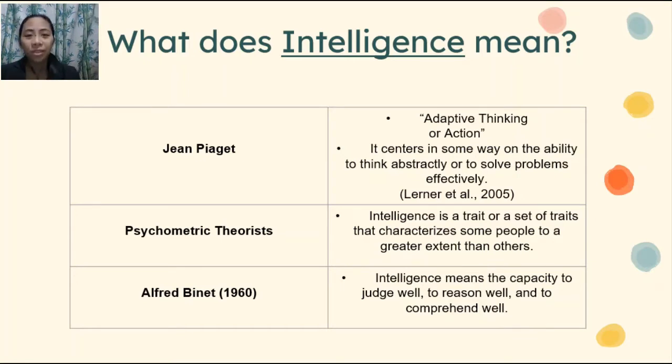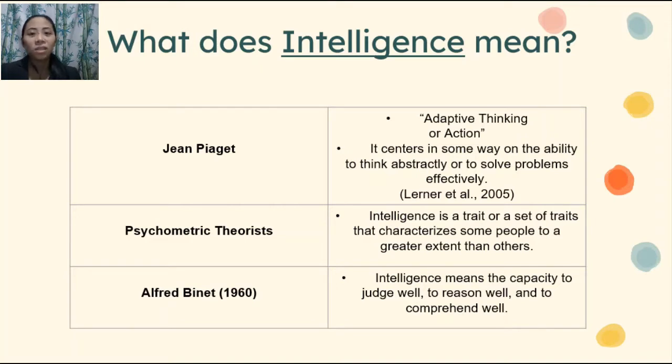One of the famous definitions of intelligence is from Alfred Binet, 1960. Intelligence means the capacity to judge well, to reason well, and to comprehend well. He launched the field of psychological testing. He was asked by the French Minister of Public Education to develop a test that could be used to identify children who would have difficulty in school so that they could be given special instruction.